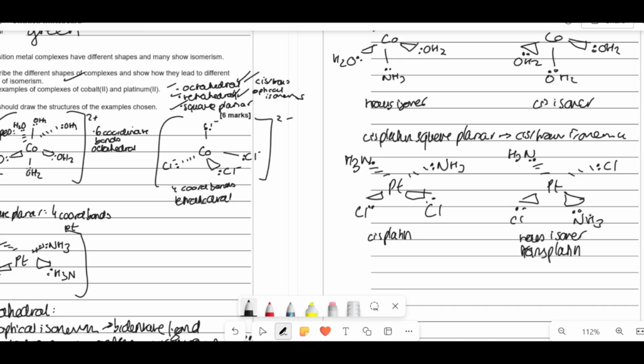Transplatin. So then we've dealt with the optical isomerism in octahedral complexes, cis-trans isomerism in octahedral complexes. We talked about tetrahedral, talked about square planar and the optical isomerism and cis-trans isomerism in that. If you do it systematically like that, step by step, you will literally just never miss anything out. So that's done and dusted.